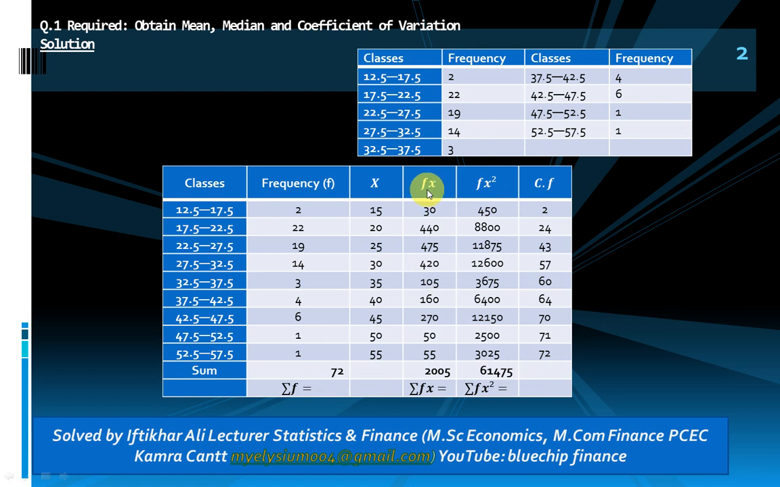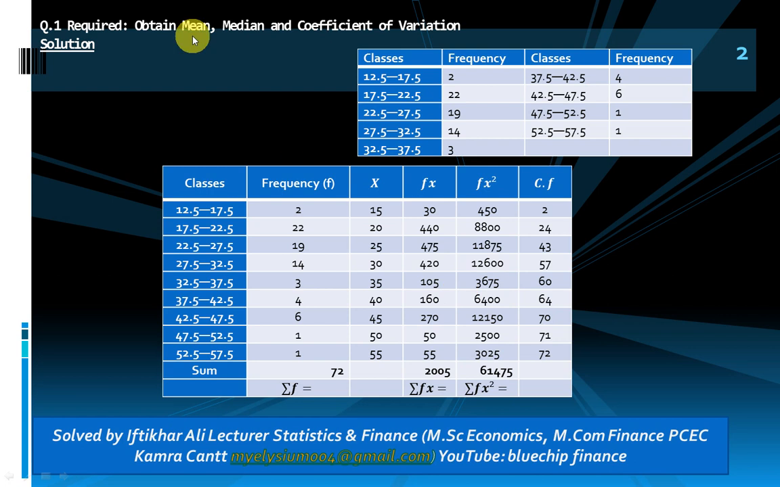One is the product of f and x. Simply multiply f with its respective x. The sum of fx is 2005. The next important thing is fx square, f multiplied by x square. You can calculate it simply: multiply fx with x, which equals fx square. Or alternatively, you can take the square of x and then multiply with f. I think that is a lengthy process, so just multiply fx by x to get fx square. So the sum of fx square is 61475.